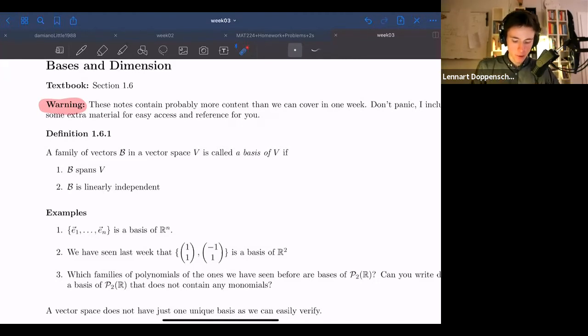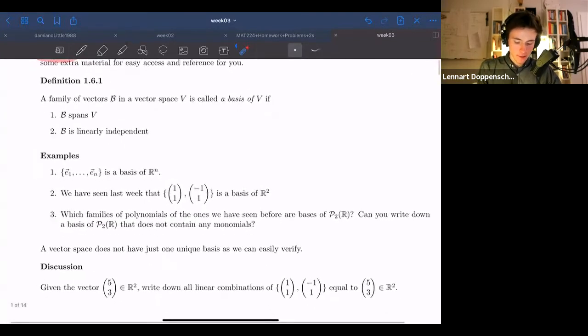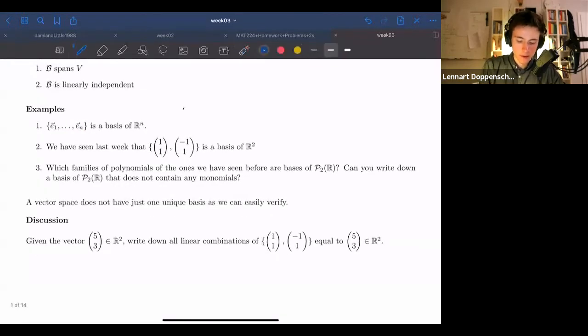Before I tell you why this is important or why this is useful, which will actually take all of this week, let me give examples so that you have something to keep in mind when we go through the more abstract things. So the first one is, as always, E1 to En. Remember, these are just the standard vectors. So Ej is just a vector with a 1 at the jth position. So the jth entry is 1, everything else 0. And if you have n of these, then this is the basis of Rn.